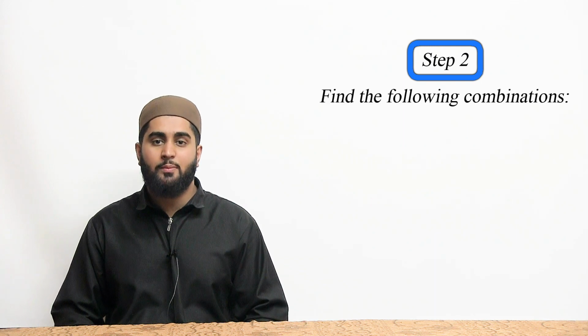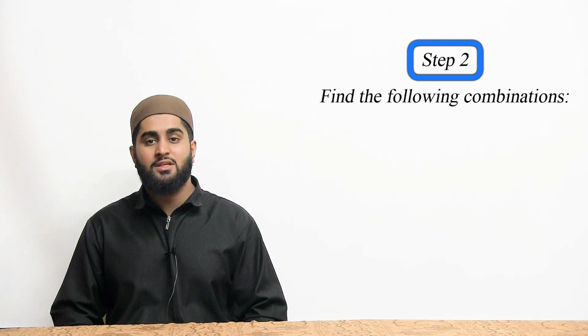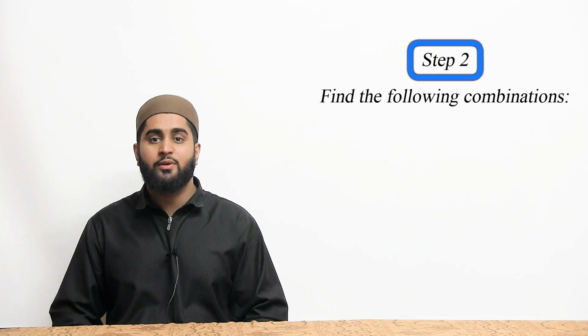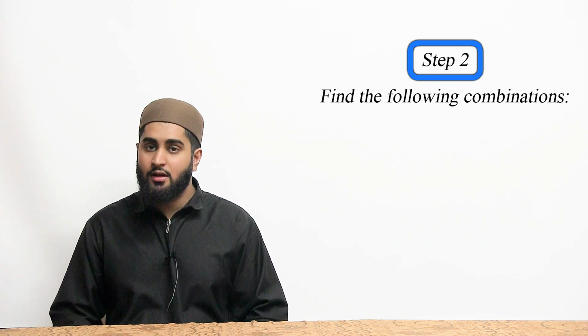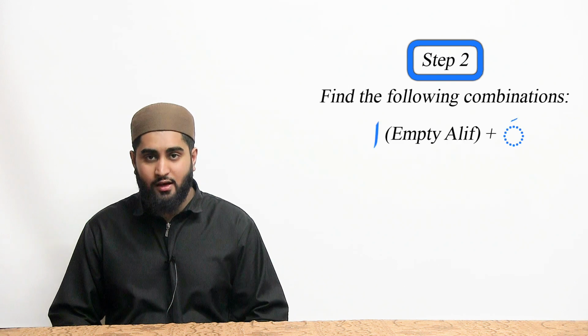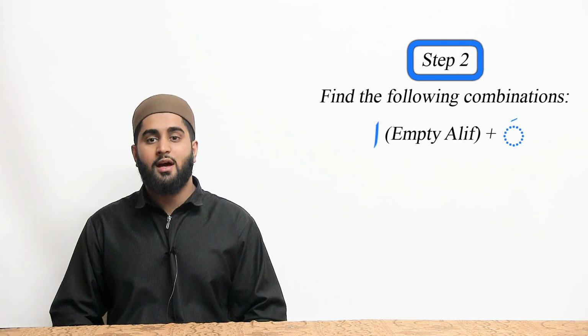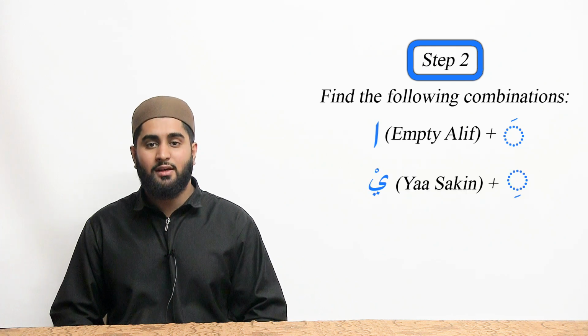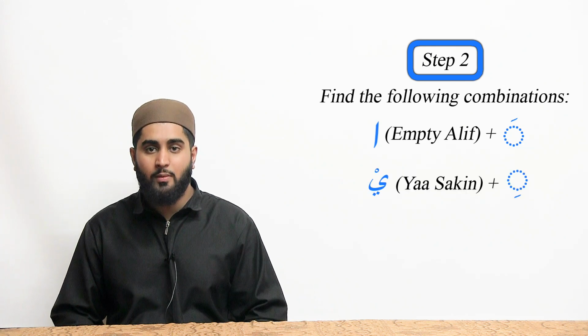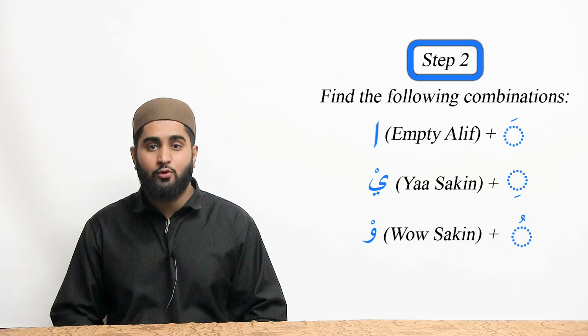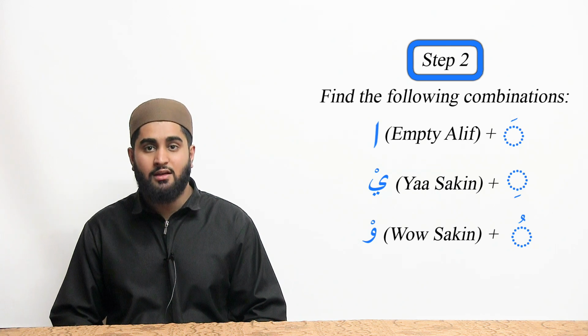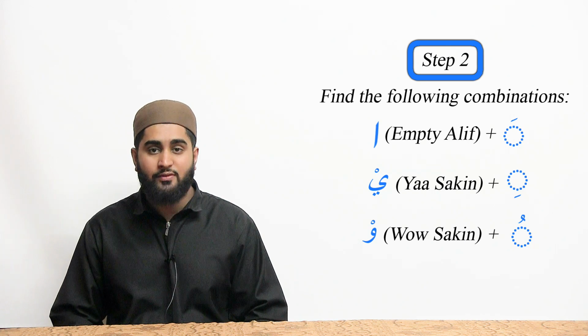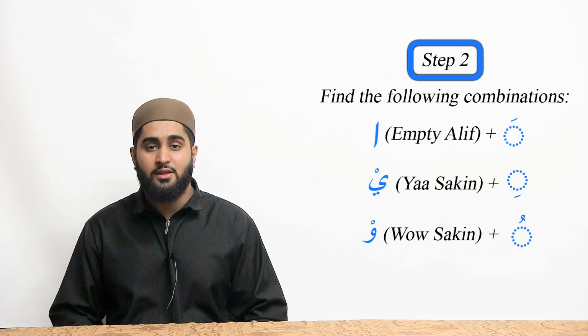The second step is to find any of the following combinations. So with an empty alif, you should have before it, not after, before it a fatha. And before a ya sakin, you should have a kasra. And before a waw sakin, you should have a dhamma. Remember, it's before the waw sakin, ya sakin, empty alif, not after. And you need to remember this. So that completes step 2.